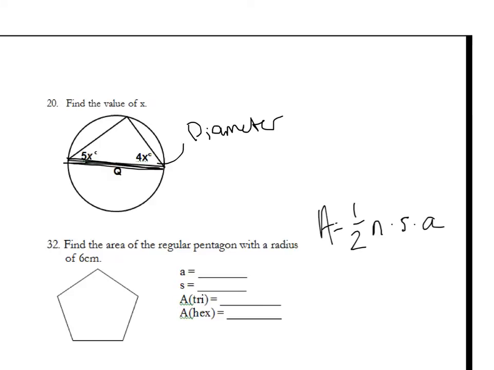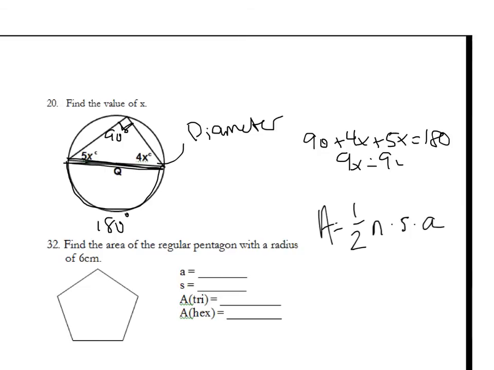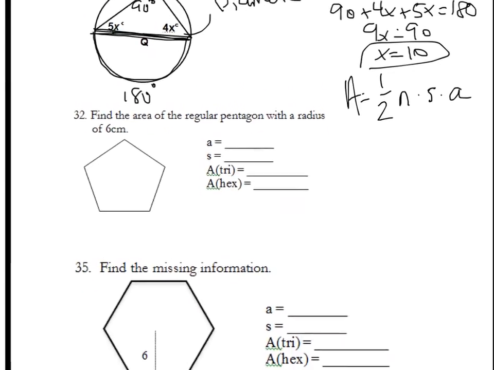Well, here's the deal. If this is a diameter, that means it cuts this circle into a semicircle, which is 180 degrees. And we just talked about how inscribed angles are half of their corresponding arc. Well, this corresponding arc right here is 180. So half of that makes this angle right here 90 degrees, or a right angle. So now the way to solve is we can do 90 plus 4x plus 5x equals a triangle, which is 180. Combine like terms, so I get 9x, subtract 90 from both sides, so I get 9x equals 90, and x equals 10.